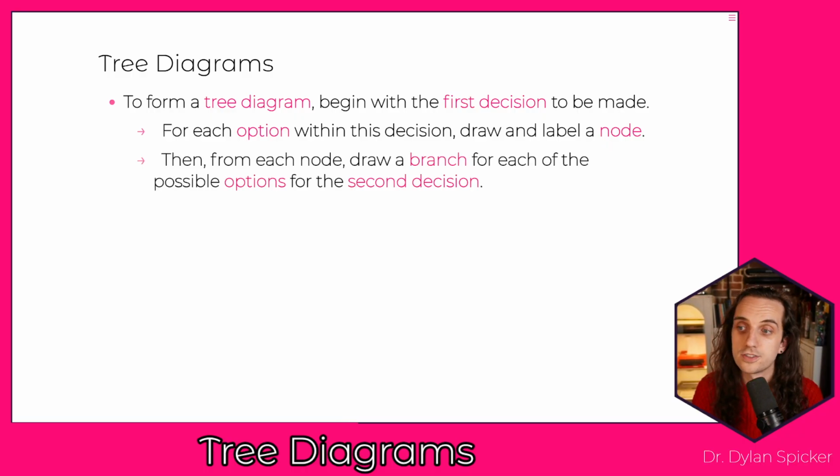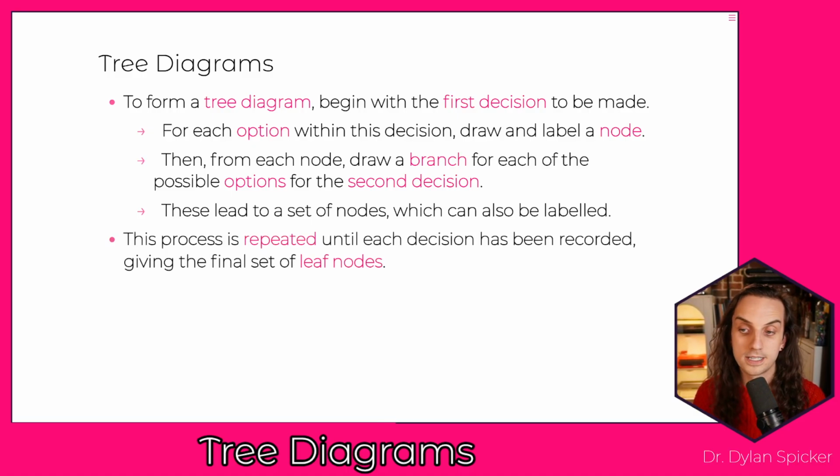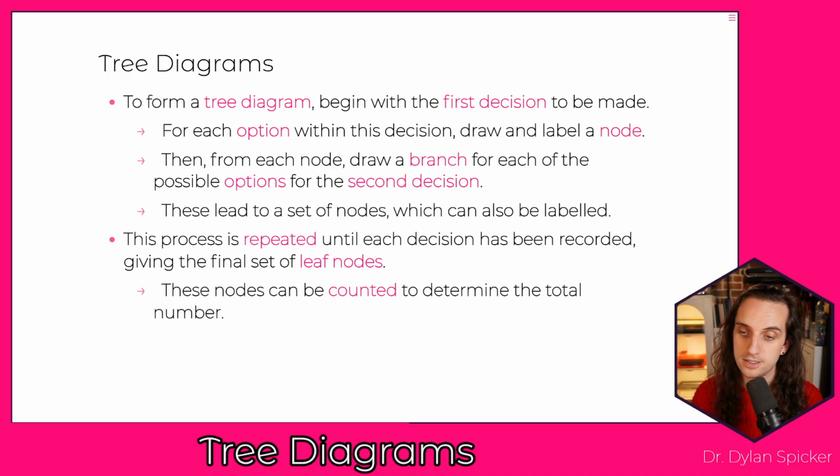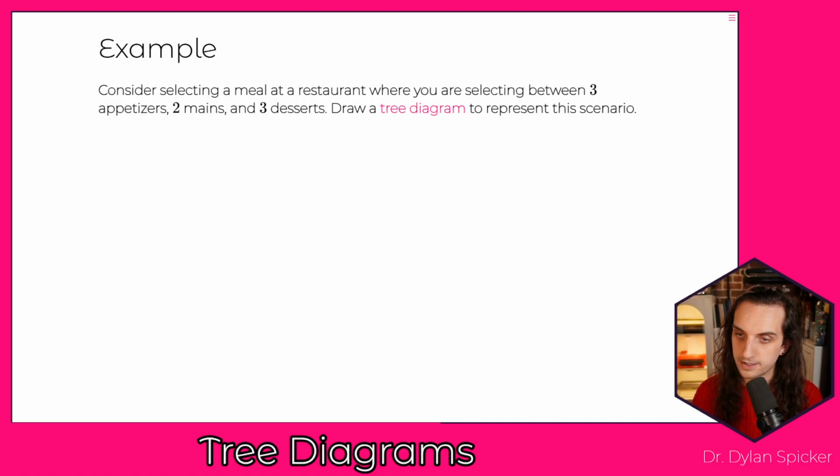Then from the end of each of these nodes, we draw a branch for each possible option on the second decision. These lead to a set of nodes that can also be labeled, and you can continue repeating this process until you've recorded all of the decisions that you need to make. Those nodes can then be counted to determine the total number, or you can look at subsets of them to count particular kinds of events that meet certain criteria.